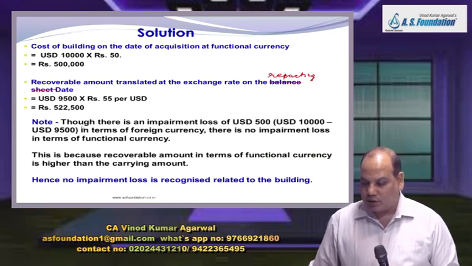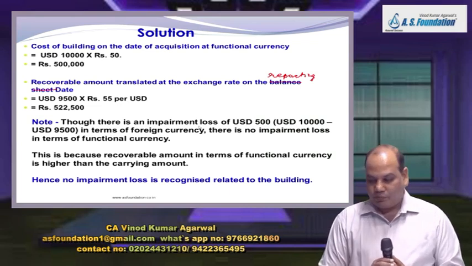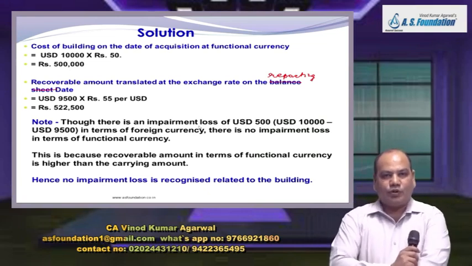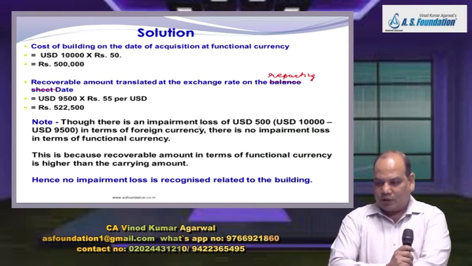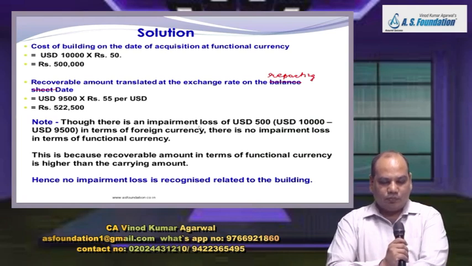So your note will say that though there is an impairment loss of USD 500. Why USD 500 impairment loss? Because there is a difference of 10,000 minus 9,500. Though there is an impairment loss of USD 500 in terms of foreign currency, there is no impairment loss in terms of functional currency.